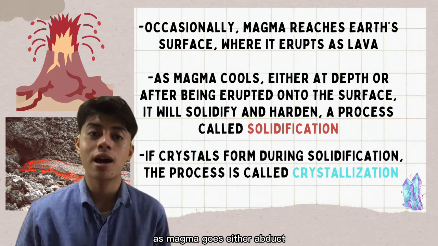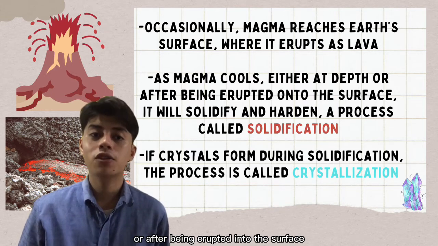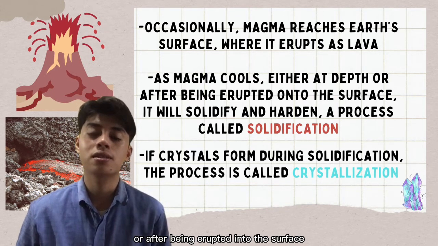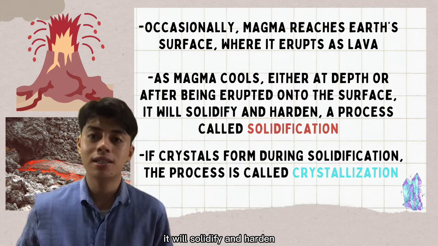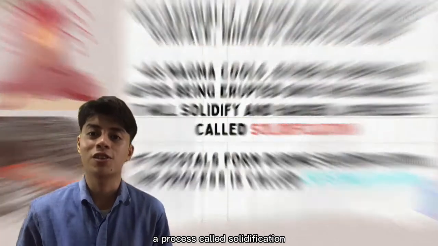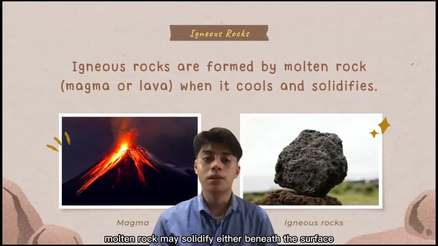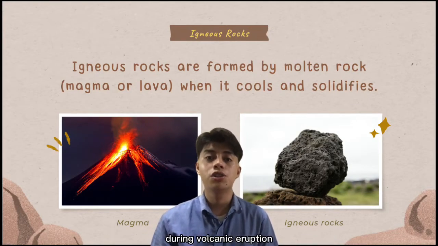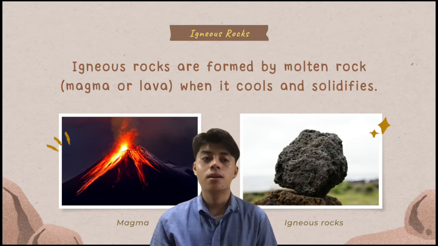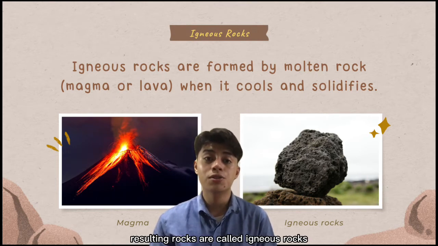As magma cools, either at depth or after being erupted onto the surface, it will solidify and harden, a process called solidification. Molten rock may solidify either beneath the surface or at the surface during volcanic eruption. Resulting rocks are called igneous rocks.